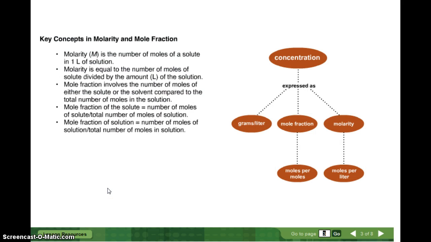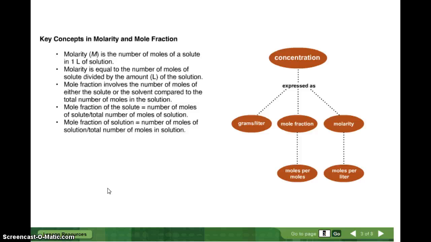Key concepts in molarity and mole fraction. Molarity, capital italic M, is the number of moles of a solute in 1 liter of a solution. Molarity is equal to the number of moles of solute divided by the amount in liters of the solution.